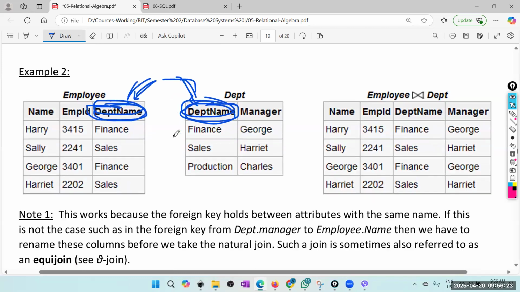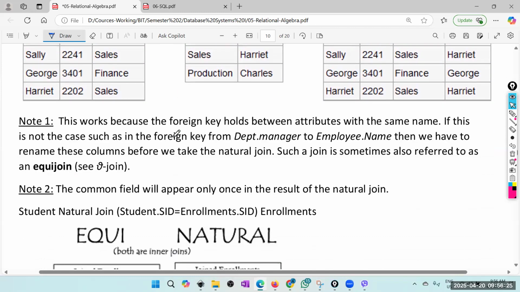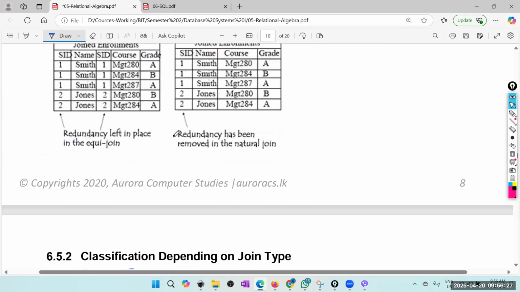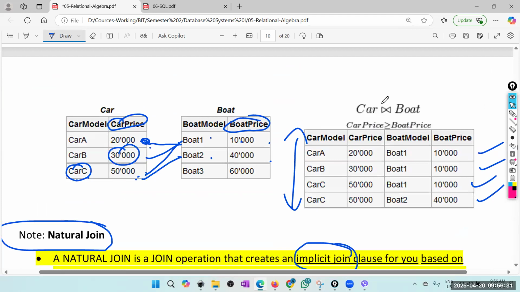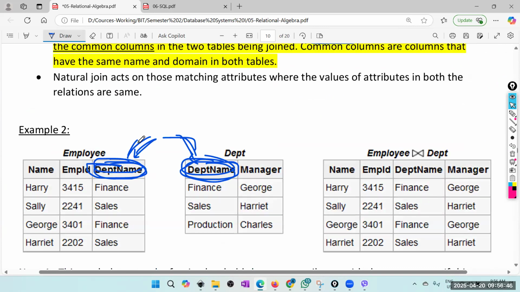Okay. So that is called natural join. And natural joins are usually inner joins. But if you want, you can write natural joins which are left outer join, right outer join as well. So basically natural join means we use the common field, though we have not specified it.